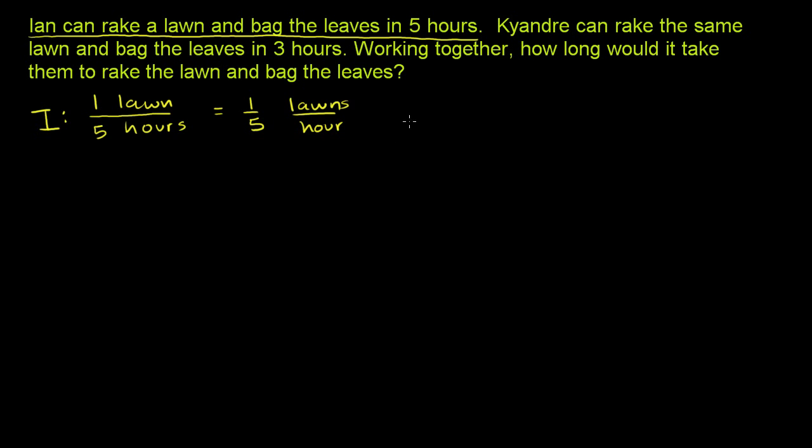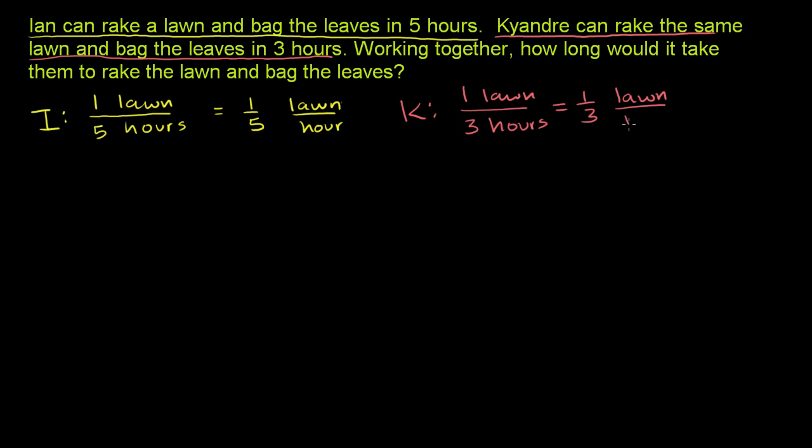Now let's do the same thing for Keandre. And this probably shouldn't be plural, 1/5 of a lawn, so let me erase that S. 1/5 of a lawn per hour. Keandre can rake the same lawn and bag the leaves in 3 hours. So for one lawn, I'll assume it's a boy's name, he can do it in 3 hours. Or as a rate, this is 1/3 of a lawn per hour.